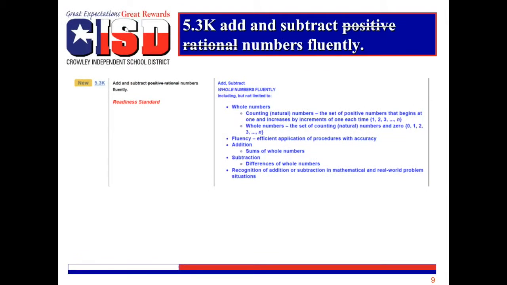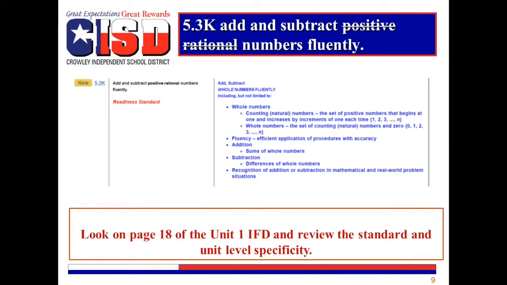Now, let's focus specifically on the hotspot. As you can see, this is a readiness standard. This standard is part of Category 2, Computations and Algebraic Relationships, which makes up 48% of the STAR Blueprint assessment. The words positive rational have been struck out because in Unit 1, the emphasis is to add and subtract numbers fluently. Please take a moment to pause the video to look on page 18 of the Unit 1 IFD and review the standard and unit level specificity.